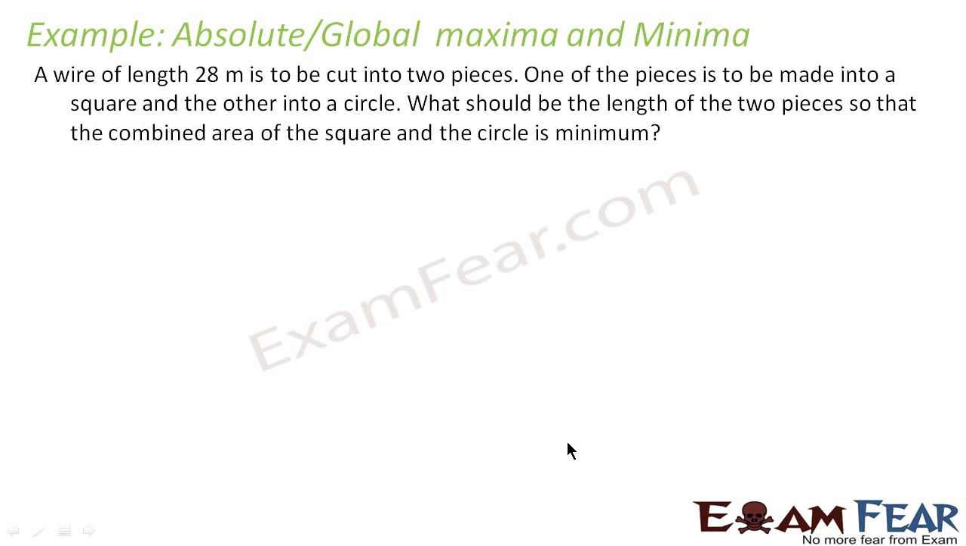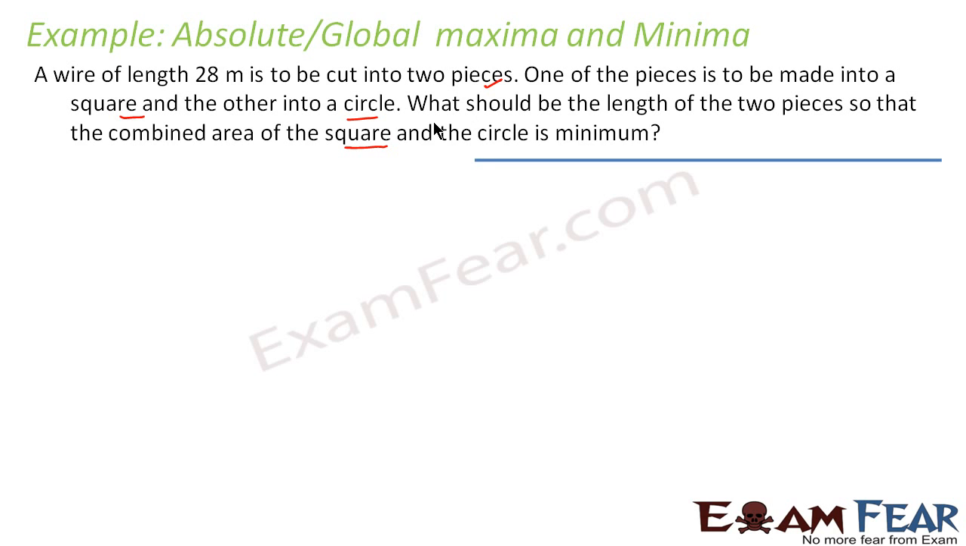Let's take one more example. A wire of 28 meters is to be cut into two pieces. One of the pieces is made into a square, the other is made into a circle. We have to find the length of the two pieces so that the combined area of the circle and square is minimum.